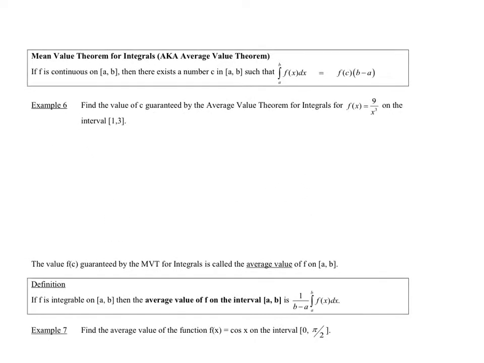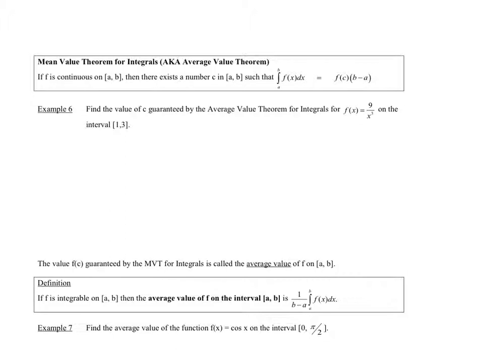All right, so the mean value theorem for integrals, because there was a mean value theorem for derivatives. I usually call this one the average value theorem just to distinguish it from the mean value theorem for derivatives. If f is continuous on a to b, there exists some number c in the interval such that this rule is true. That rule comes from the definition of the average value theorem, which you can see below. It's this guy right here.